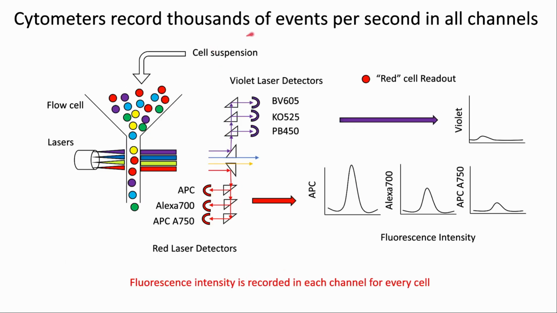Cytometers record thousands of events per second in all channels. This is another unique feature as compared to a microscope. As the cells pass by the lasers in order, each laser bombards the cell with light, and the instrument records the signal in all channels. So in this example, when a cell stained with a red fluorochrome APC passes through, the instrument records data in all the channels, including the violet channels, the blue channels, and the yellow channels, along with the red. This is important if the cell has background fluorescent intensity in some of these additional channels.